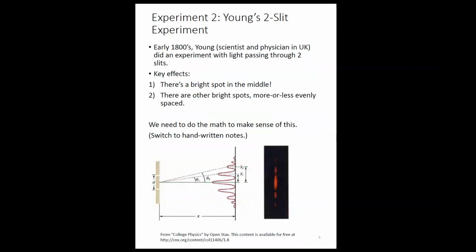Okay. That was one experiment. Another experiment that was also pretty important, that we can analyze a little more quantitatively. The Poisson spot can also be done quantitatively, but the math is harder. One where it's easier to analyze things quantitatively is to look at two slits separated by a distance d.